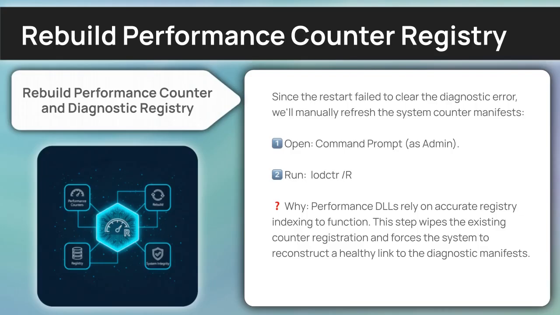First, open Command Prompt as admin. Second, you're going to type lodctr /r, then hit enter. Why are we doing this? Well, performance DLLs rely on accurate registry indexing to function. This step wipes the existing counter registration and forces the system to reconstruct a healthy link to the diagnostic manifests.